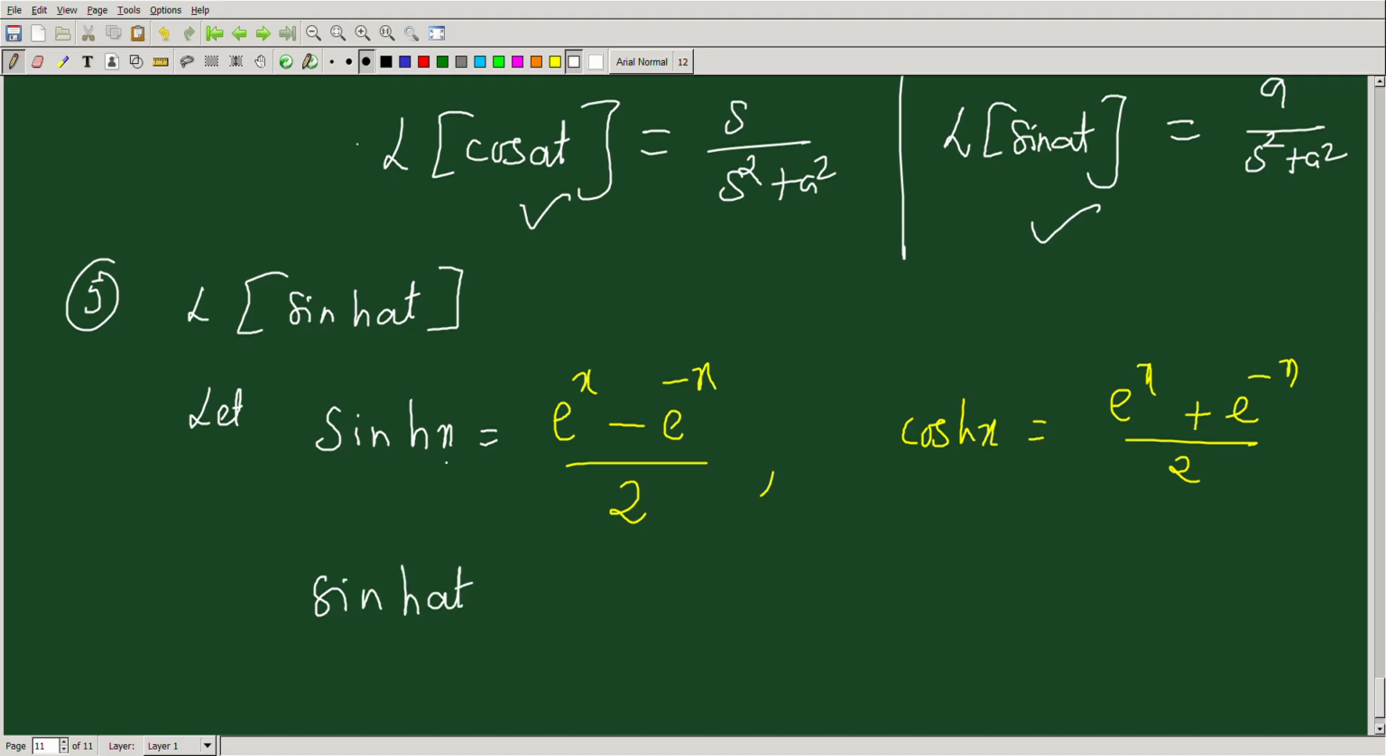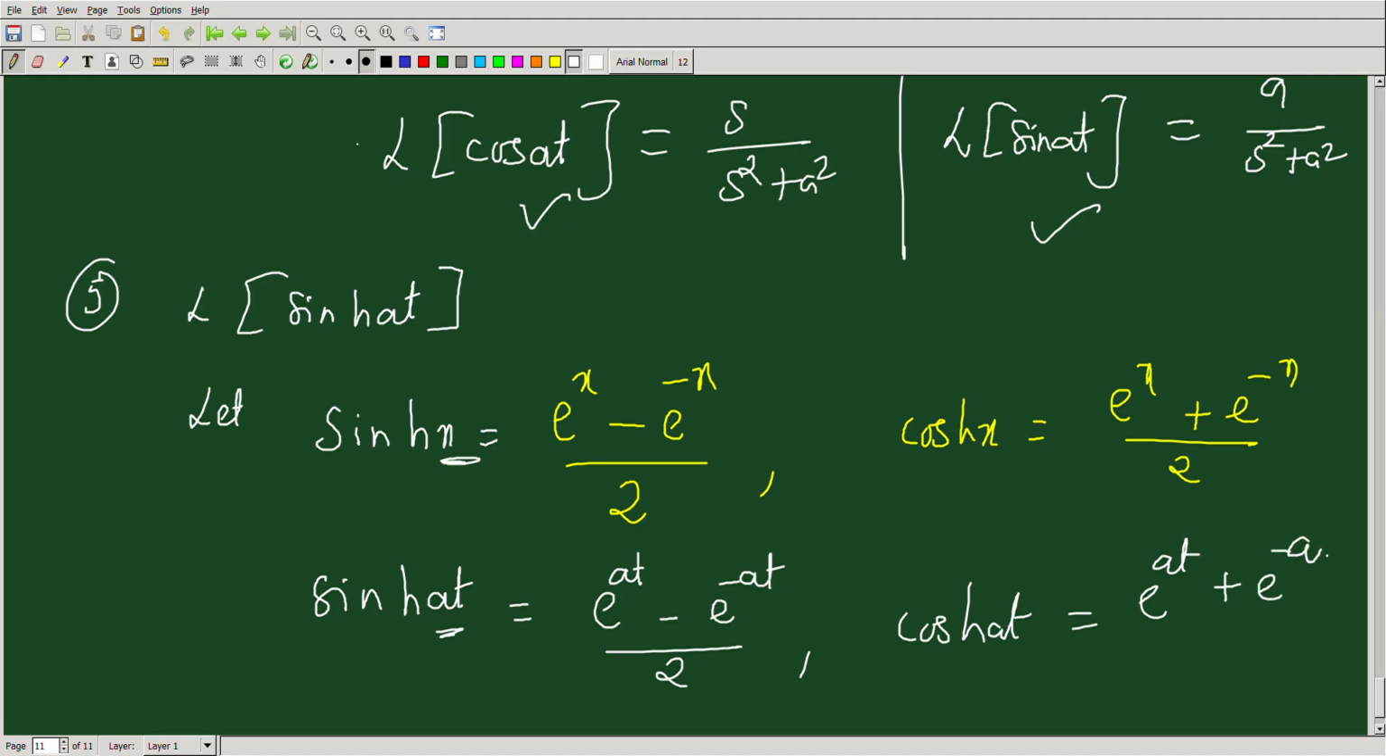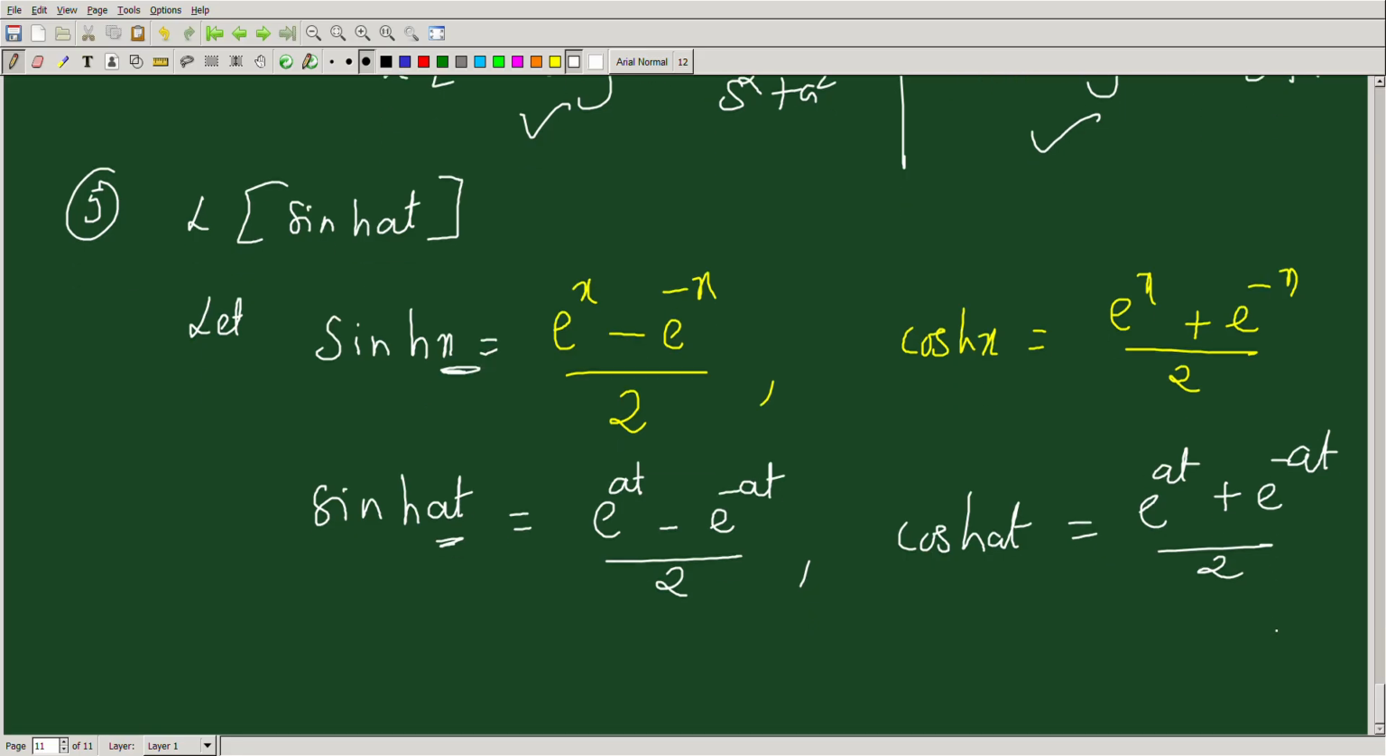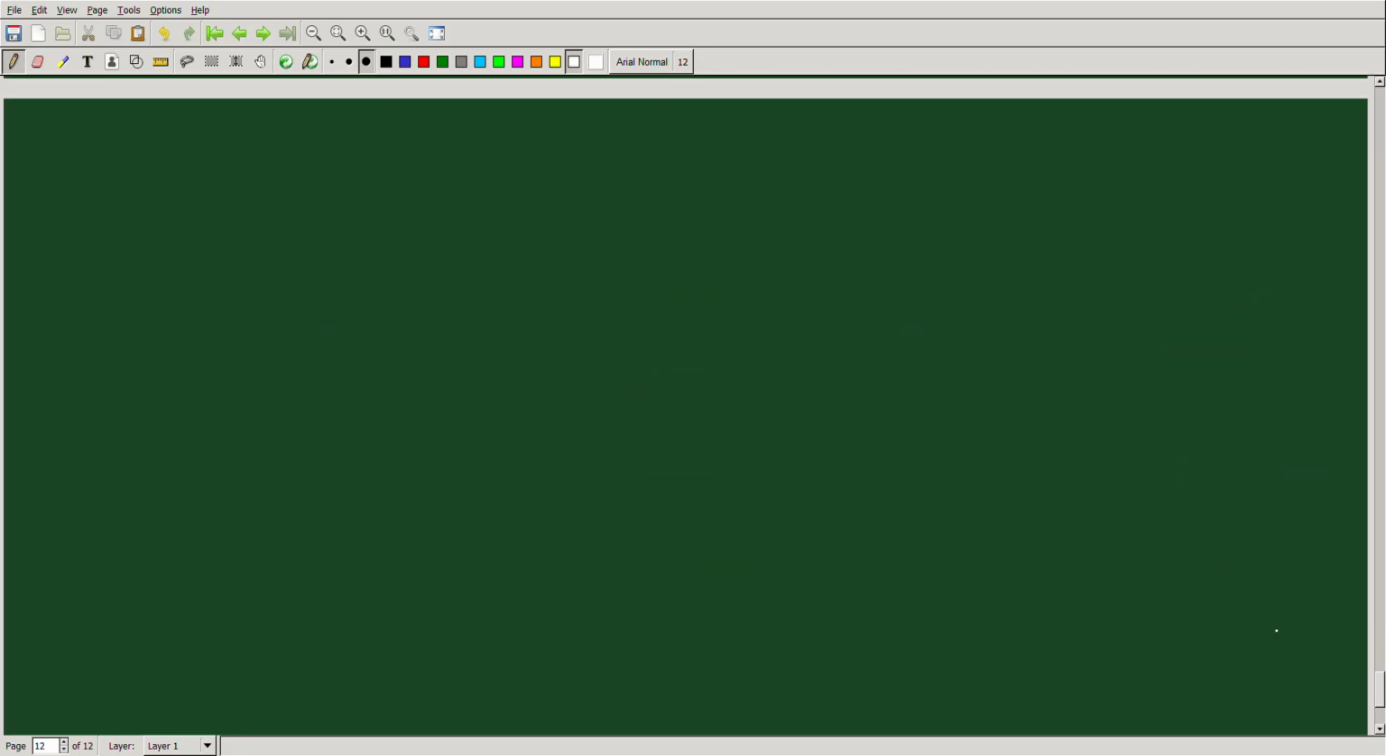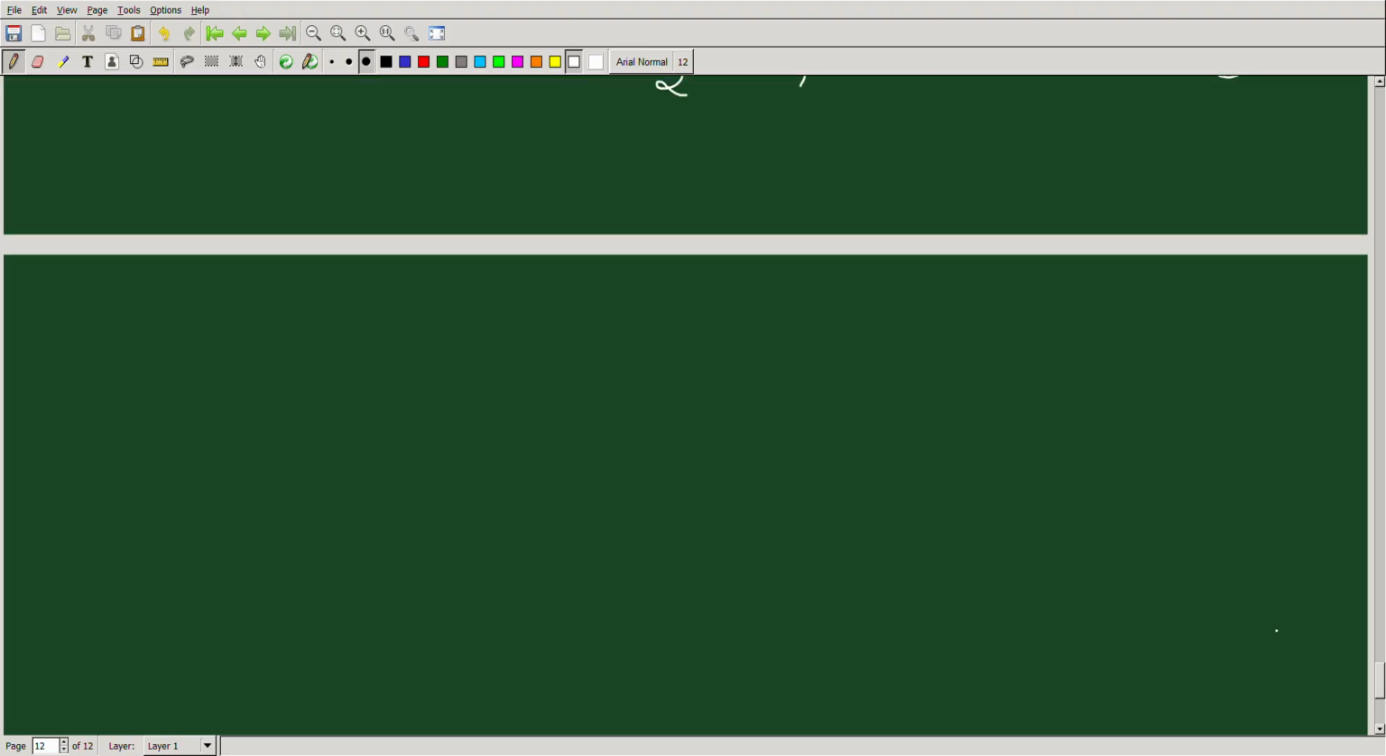Now we are going to write sinh at. The value of x is at, and this will be e power at minus e power minus at divided by 2. Similarly here cosh at, you can write e power at plus e power minus at divided by 2. So this is the hyperbolic function formula. Now we are going to solve the problem.